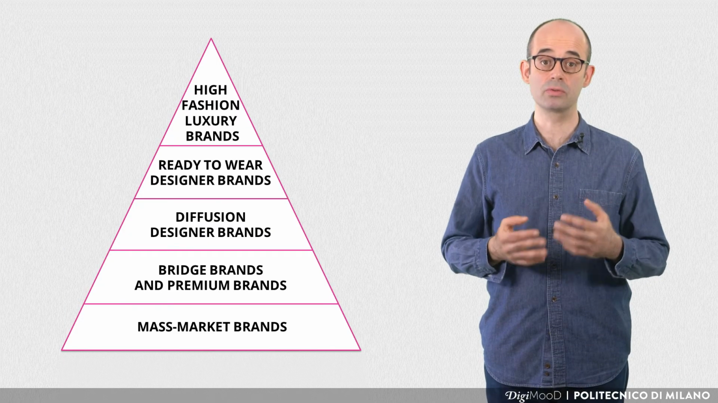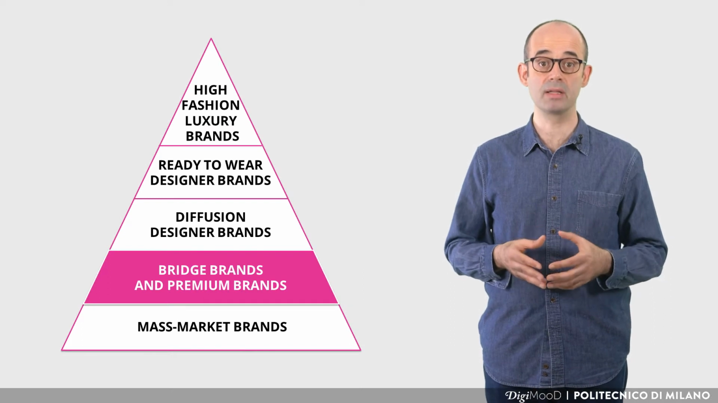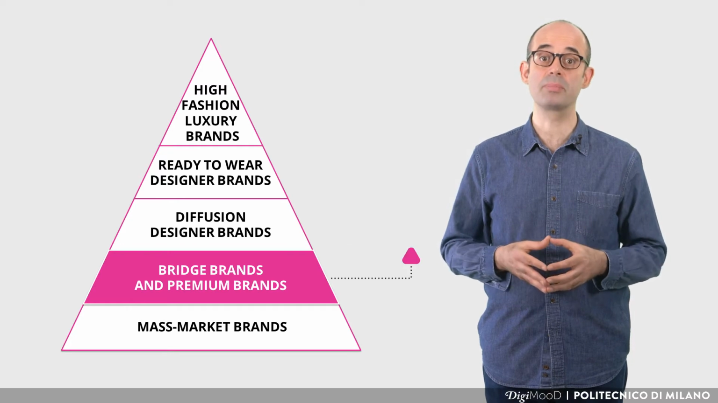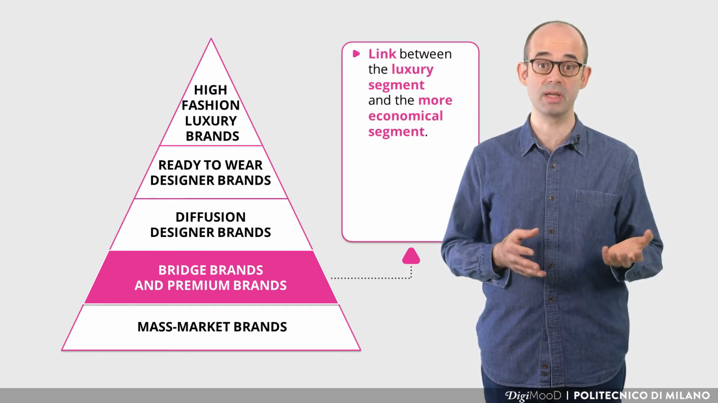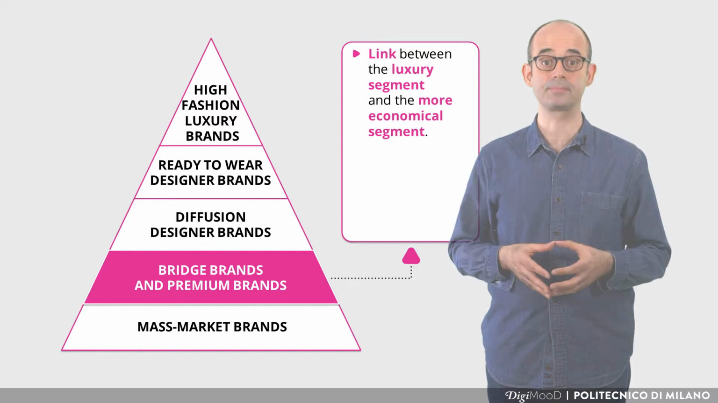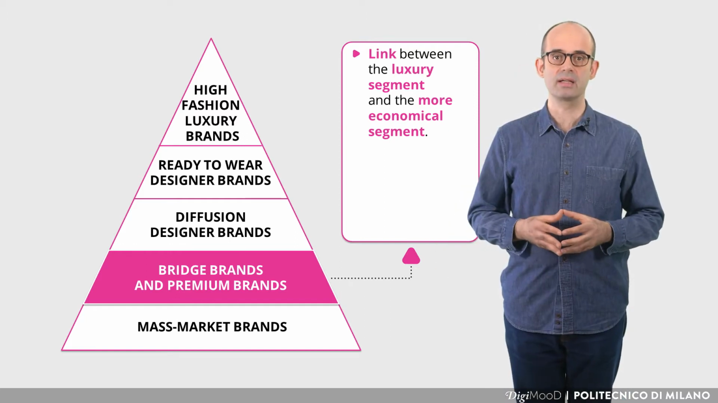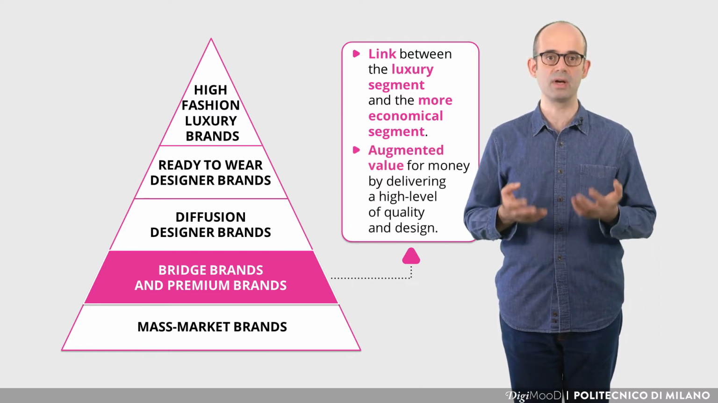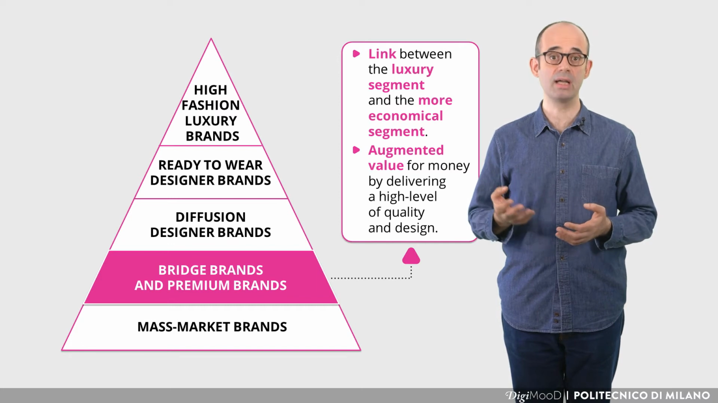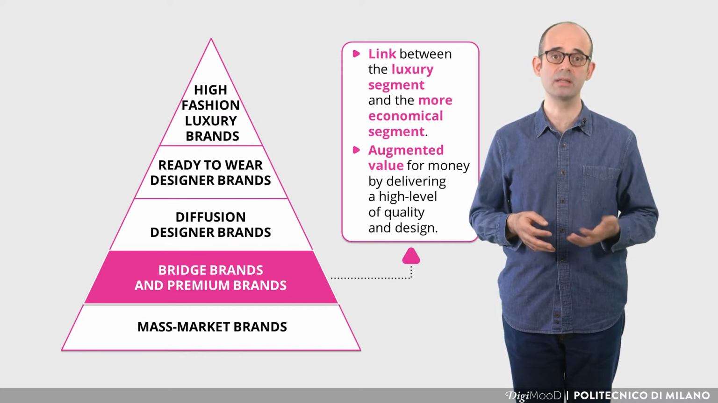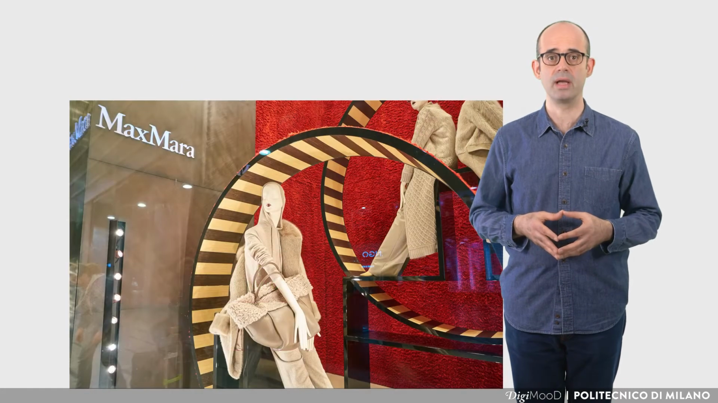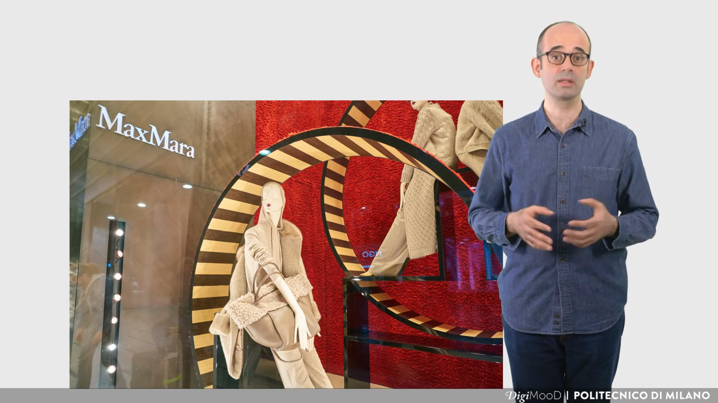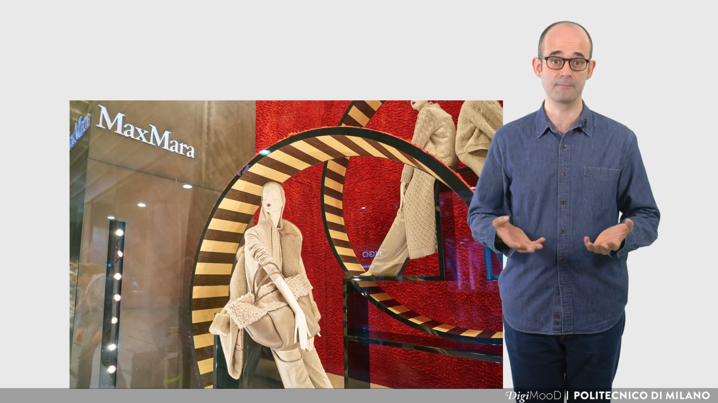The pyramid's second to last level is occupied by brands called premium or bridge. They are defined in this way because they represent the link between the luxury segment and the more economical segment. These brands are characterized by the fact that they intend to give consumers augmented value for money by delivering a higher level of quality and design than in the mainstream market. Brands like Max Mara, Tory Burch, and Acne Studios represent very well the different phases of this market segment.